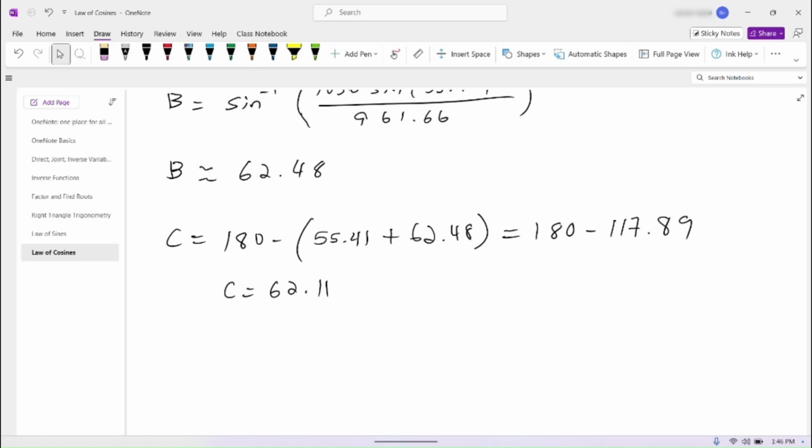In the next video, we'll look at a Python program that will solve problems similar to these and the first section on law of cosines.